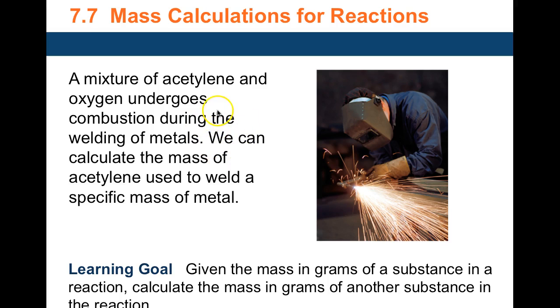So here you have acetylene undergoing an oxidation, or a combustion, with oxygen. That is then used for welding of metals, that oxyacetylene flame. So the mass of acetylene that is used to weld a specific mass of metal can be calculated using all these mole relationships.